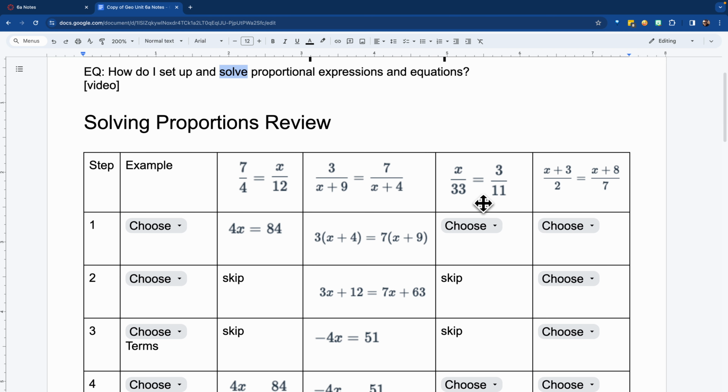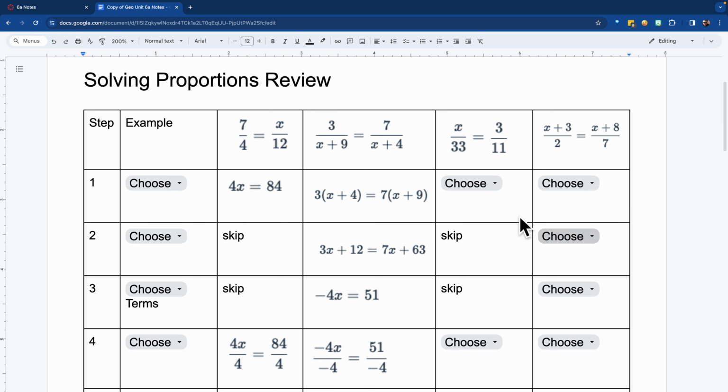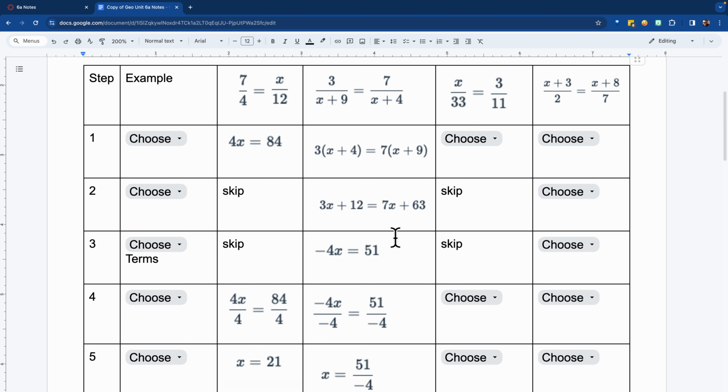But we're going to look at it in a handful of mixed different setups so we see how they're all really the same thing. But sometimes they look a little bit different at the start. So first, let's write down what our order of steps usually is.